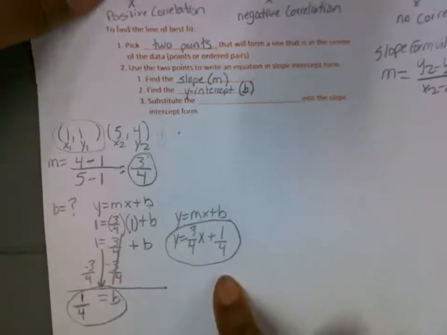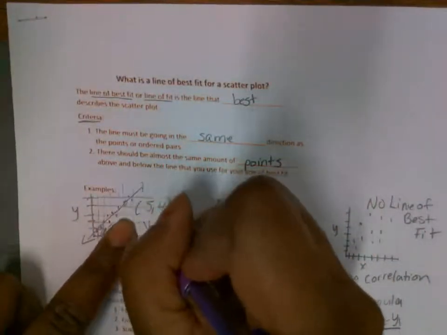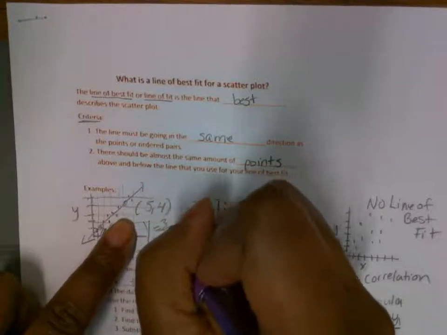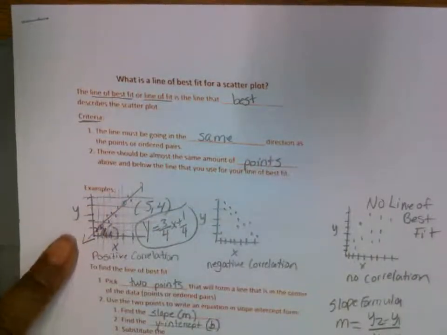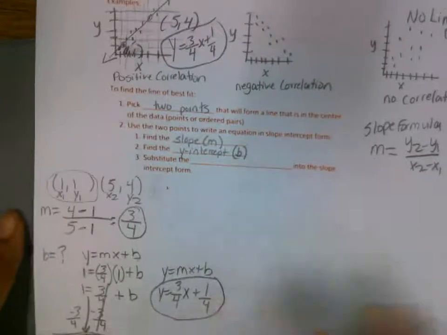This is my line of best fit. So I'm going to write the equation of the line. I'm going to go back down here. Just give me a minute. The equation of this line of best fit is y is equal to 3 over 4x plus 1/4. This is my line of best fit for this scatter plot. Okay?